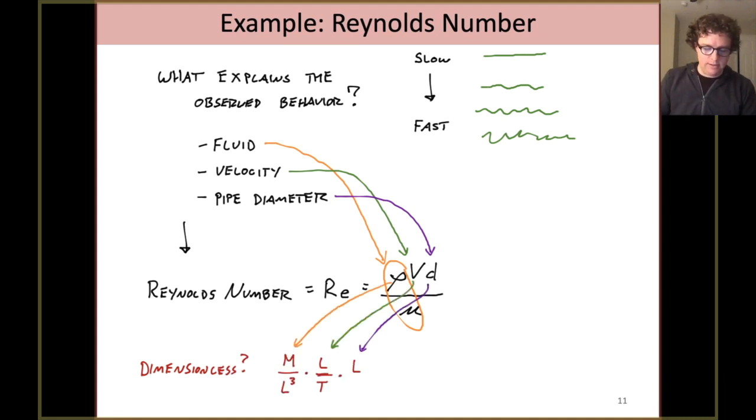And to prove to ourselves that this is dimensionless, what I'm doing here is taking the density of that fluid in the first term, so mass per unit volume or mass per length cubed. Velocity is length per time. Pipe diameter is a length. And a viscosity has units of length multiplied by time per mass.